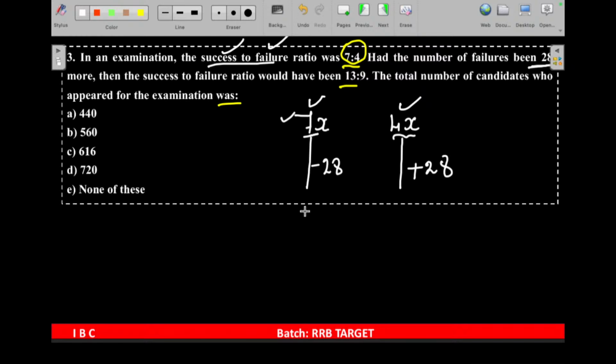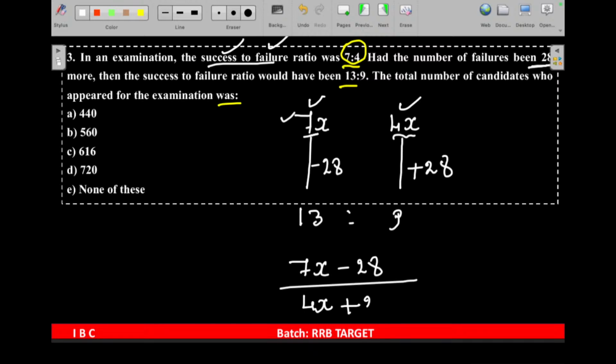Now what is the ratio, success to failure? 13:9. So when you are solving this equation, 7x is the initially passed students. Now they reduce by 28, which means they are failed now, 28 students. Initially 4x members are failed students. They are increased now by 28 failed students. Then the ratio becomes 13:9. Whatever ratio and numbers we have, according to that we have to take.